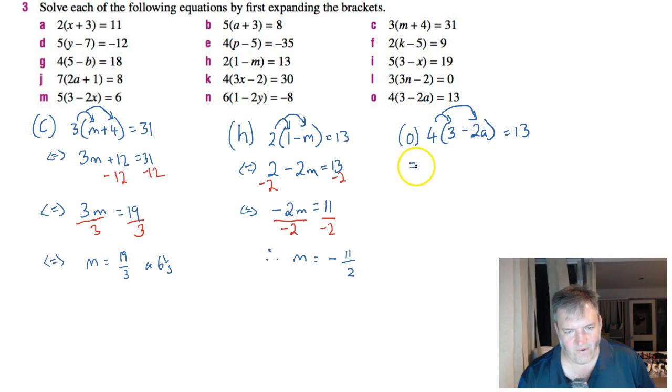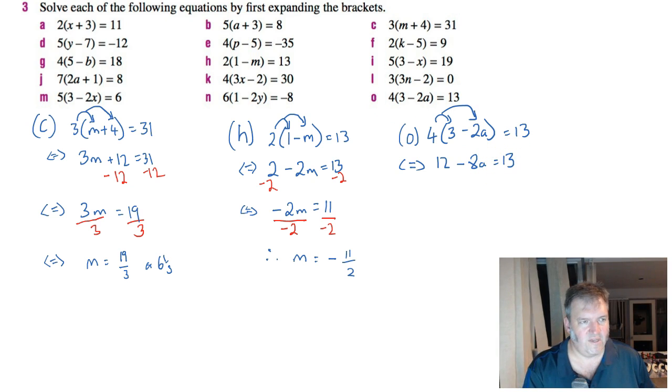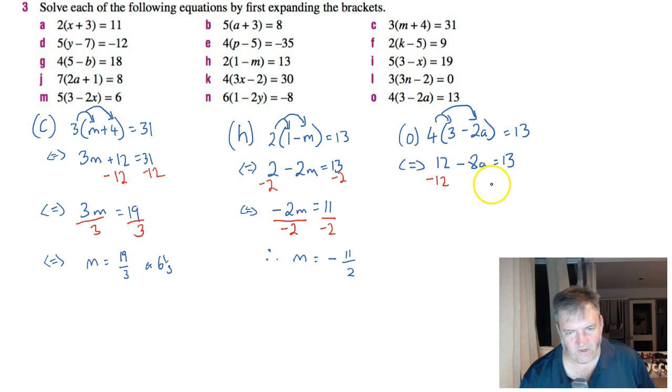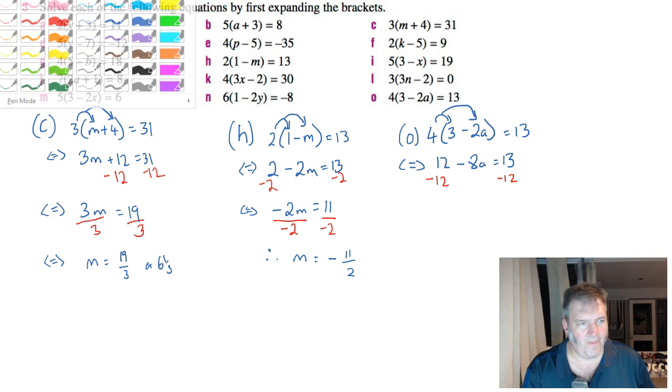4 multiplied by 3 is 12. 4 multiplied by negative 2a is negative 8a. That's equal to 13. Well, I'm going to get negative 8a on its own. The 12's got the least amount to do with it, so I'm going to get rid of that, remembering it's a positive 12. So I subtract 12 as my first step.